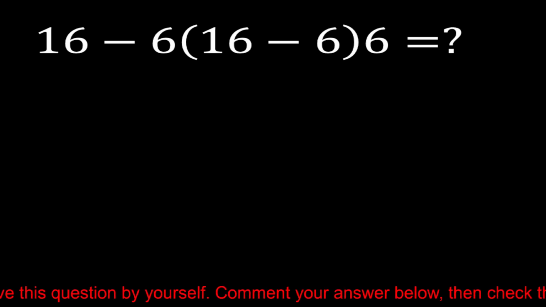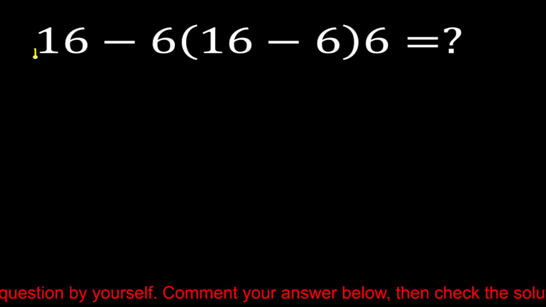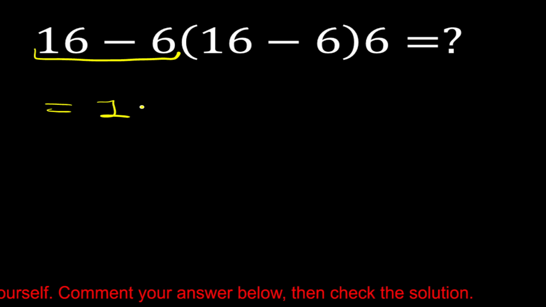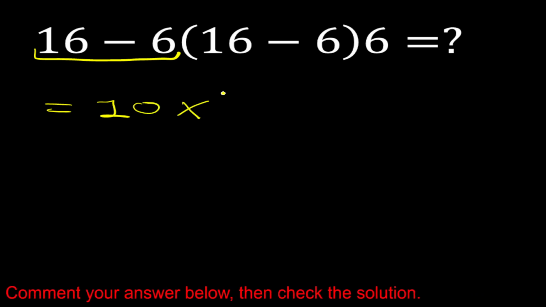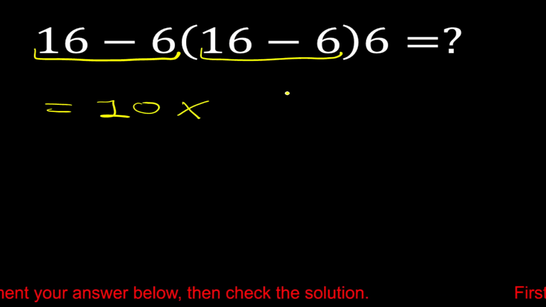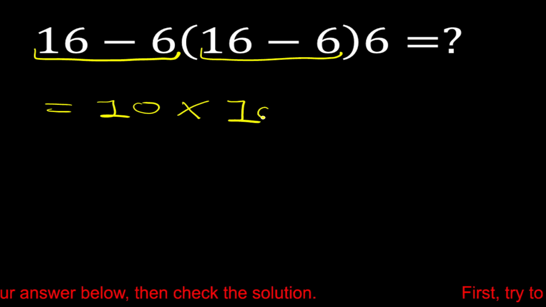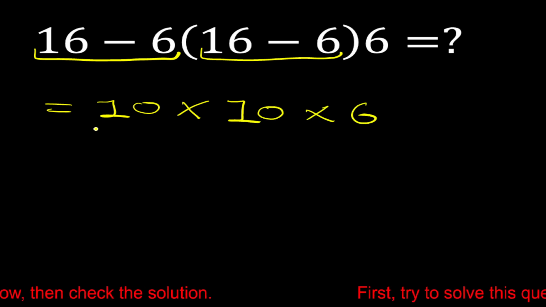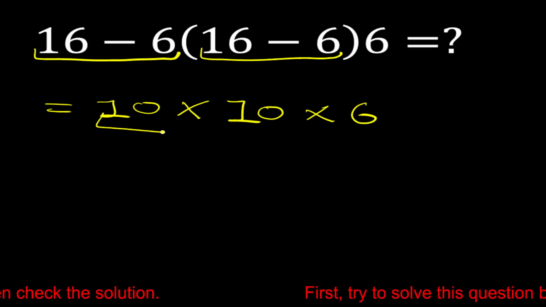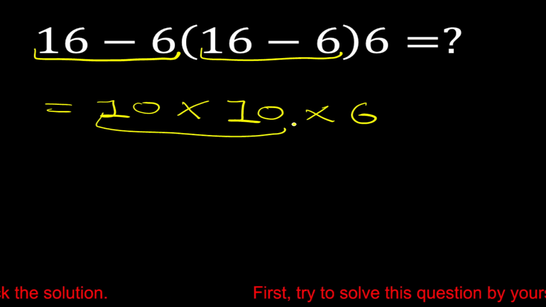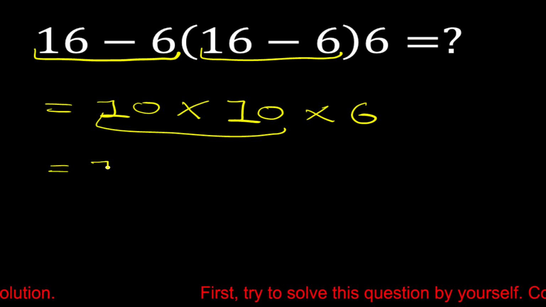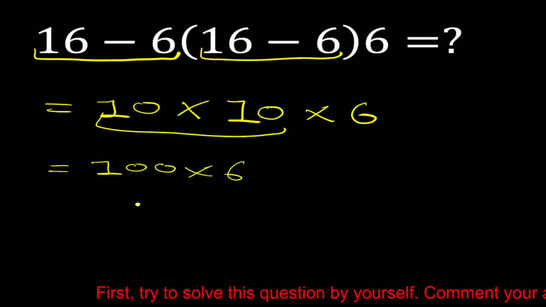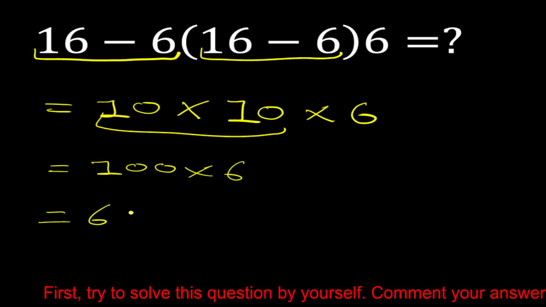So most people solve this question like 16 minus 6 is equal to 10. Multiply 16 minus 6 is equal to also 10. Multiply 6. Okay. Now 10 multiply 10 is equal to 100. Multiply 6. So now 100 multiply 6 is equal to 600.